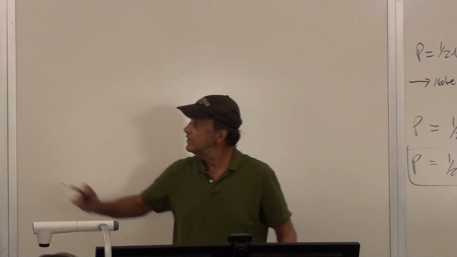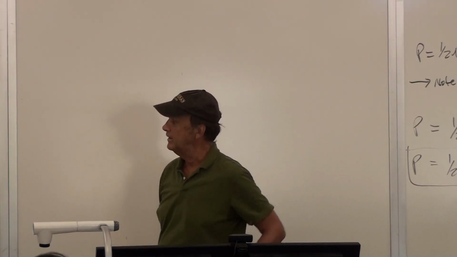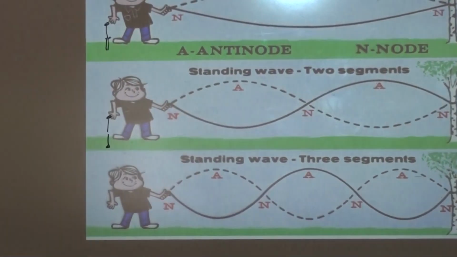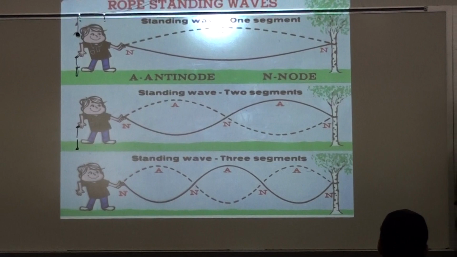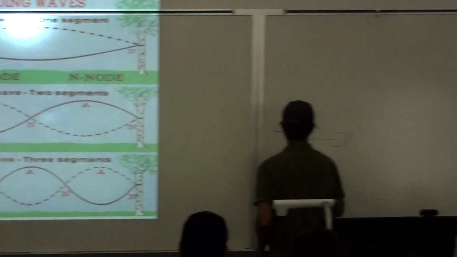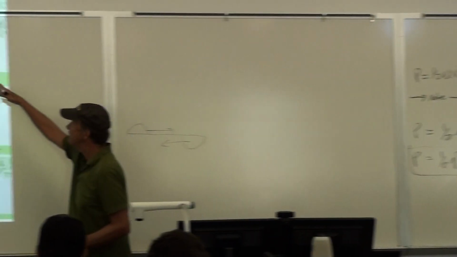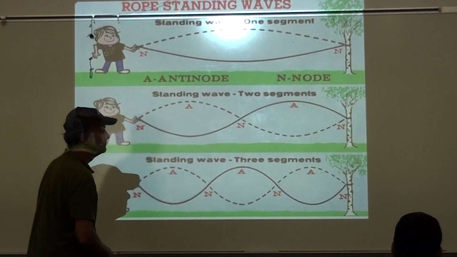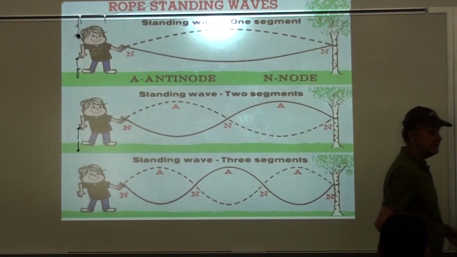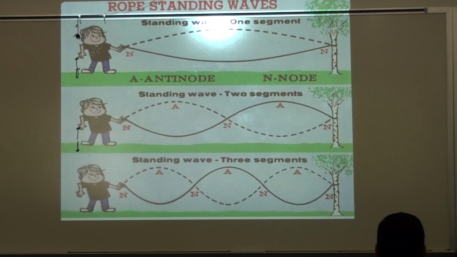Okay, and so here's a rope standing wave then, and it's actually a constructive interference of two similar waves that are moving in opposite directions. And they interfere in the middle to produce this kind of a standing wave pattern. Okay, so I'd like to illustrate that here on the floor.